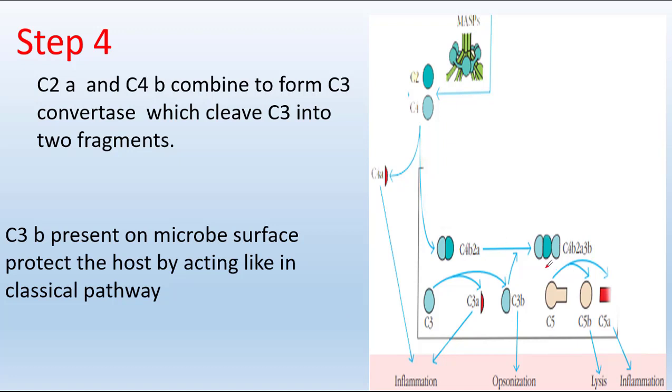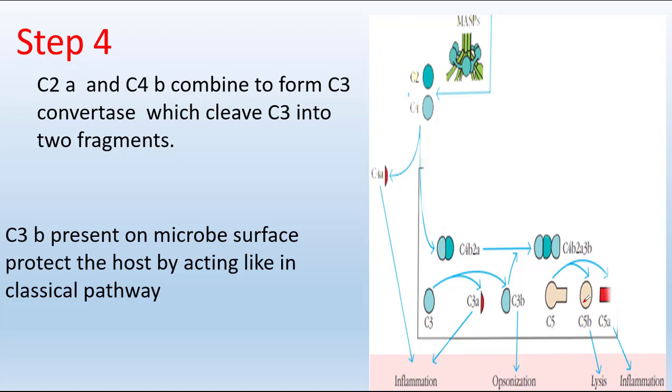C5 convertase cleaves C5 into C5 beta and C5 alpha. C5 alpha plays its role in inflammation reactions, but C5 beta initiates the formation of the membrane attack complex on the pathogen surface that creates pores on the surface of the pathogen.